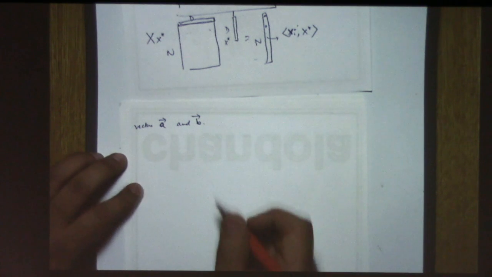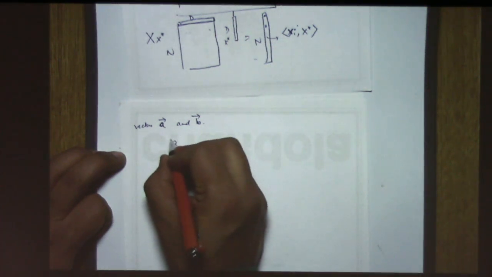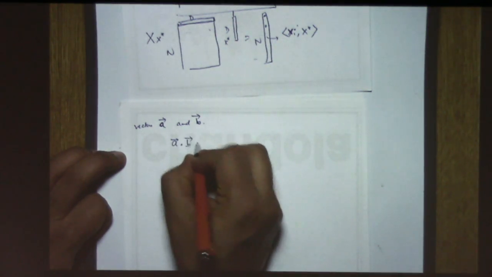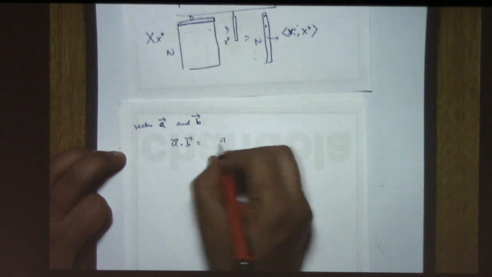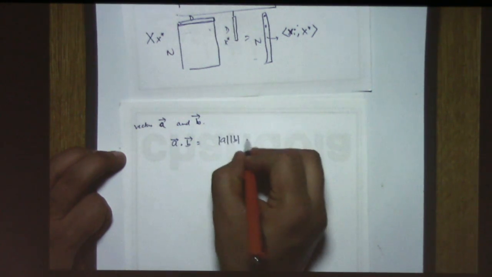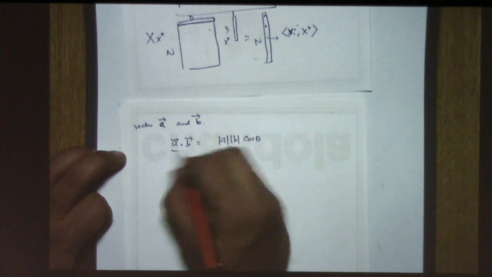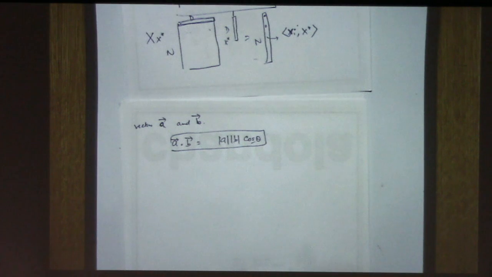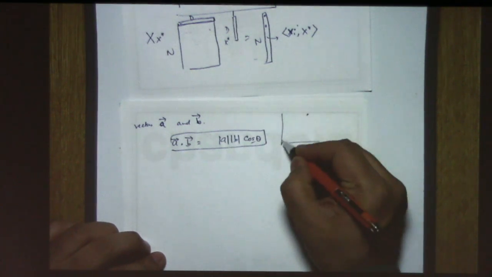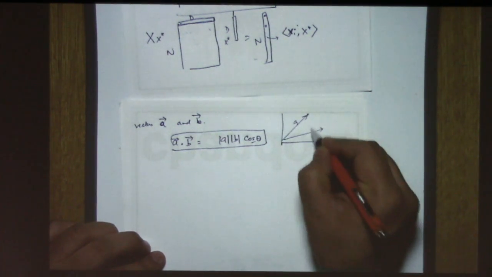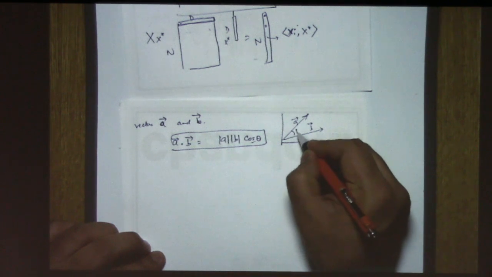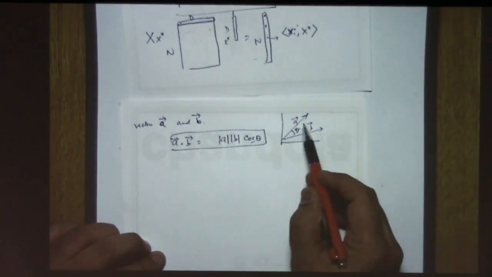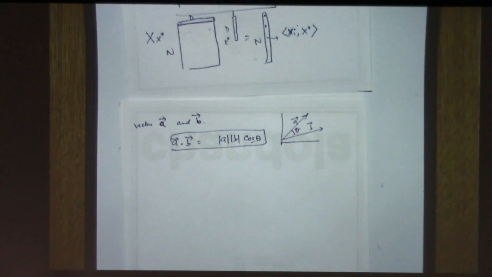Then the dot product can also be written as, so when we say A dot B, that's typically written as the mod of A, mod of B, cos theta, right? Where theta is the angle between those vectors. So in this dimension space, this is A, this is B, this is theta. So A dot B is basically |A||B| cos theta.